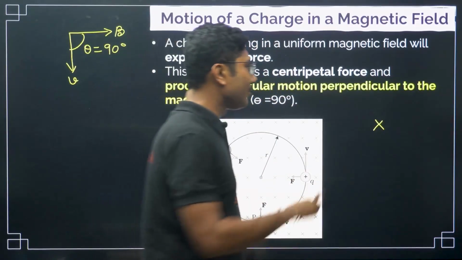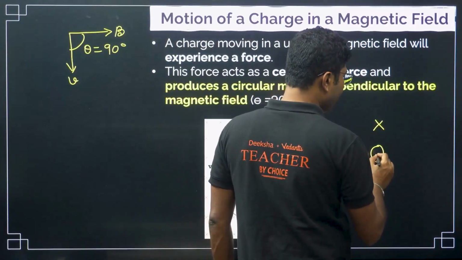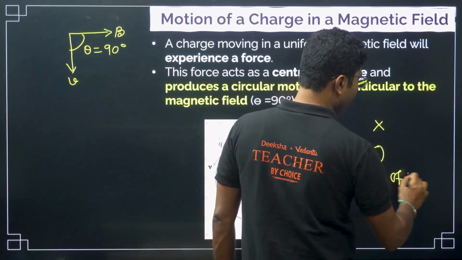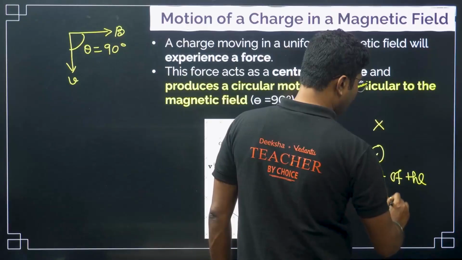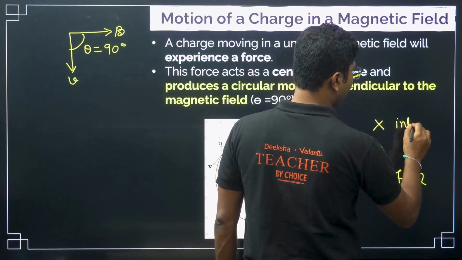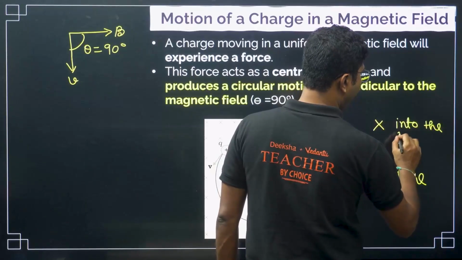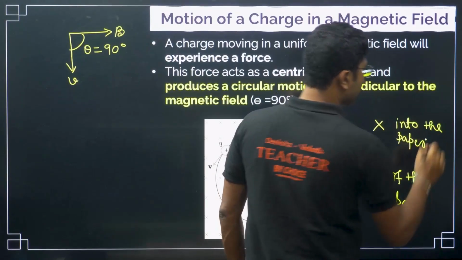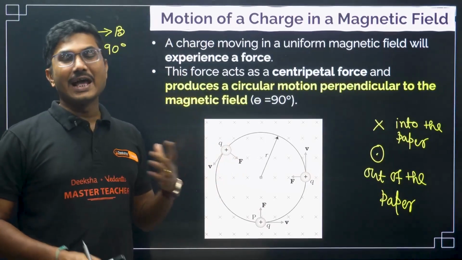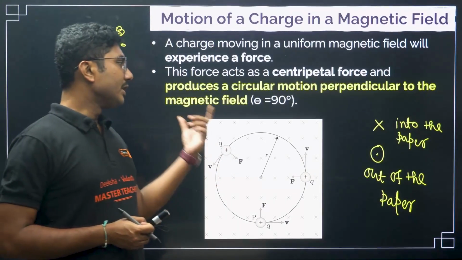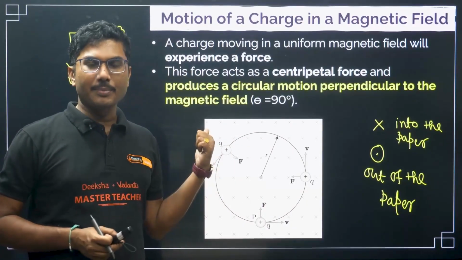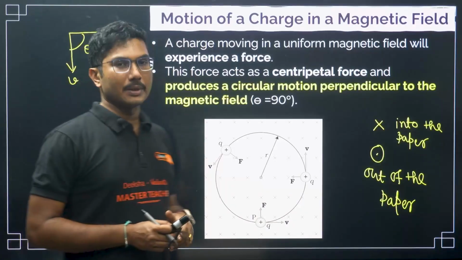Going into the page is a cross, and a dot means coming out of the paper. This is a trick that we use, because we are using a 2-dimensional medium to show 3-dimensional things. These are very, very common tricks. Cross means into the paper, dot means out of the paper.